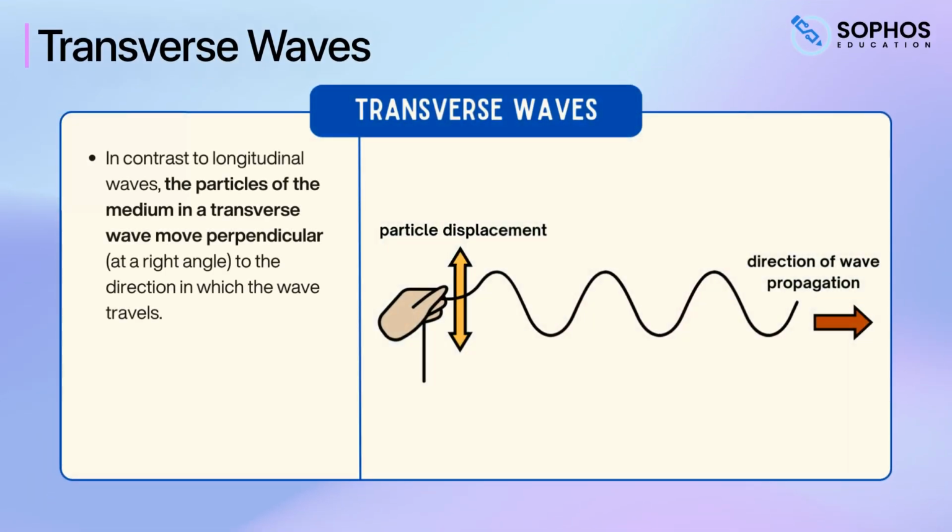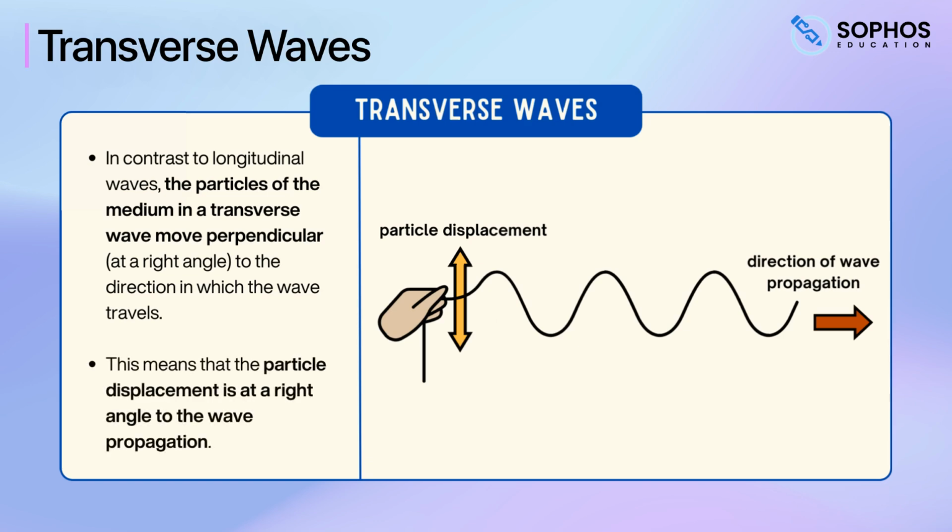In contrast to longitudinal waves, the particles of the medium in a transverse wave move perpendicular, at a right angle, to the direction in which the wave travels. This means that the particle displacement is at a right angle to the wave propagation.